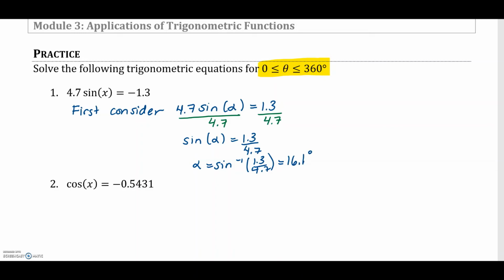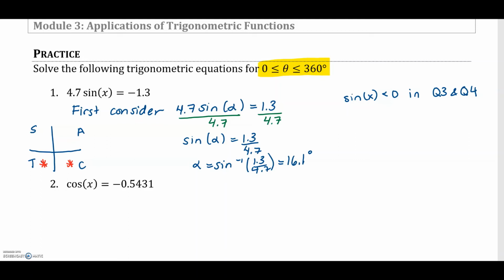This gives us our angle of alpha within quadrant 1, but what we were looking for are the angles where sine is negative, because we end up with negative 1.3 divided by 4.7. So looking at our CAST rule, C-A-S-T, starting to label from the lower right-hand corner, we know that sine is negative in quadrant 3 and in quadrant 4.